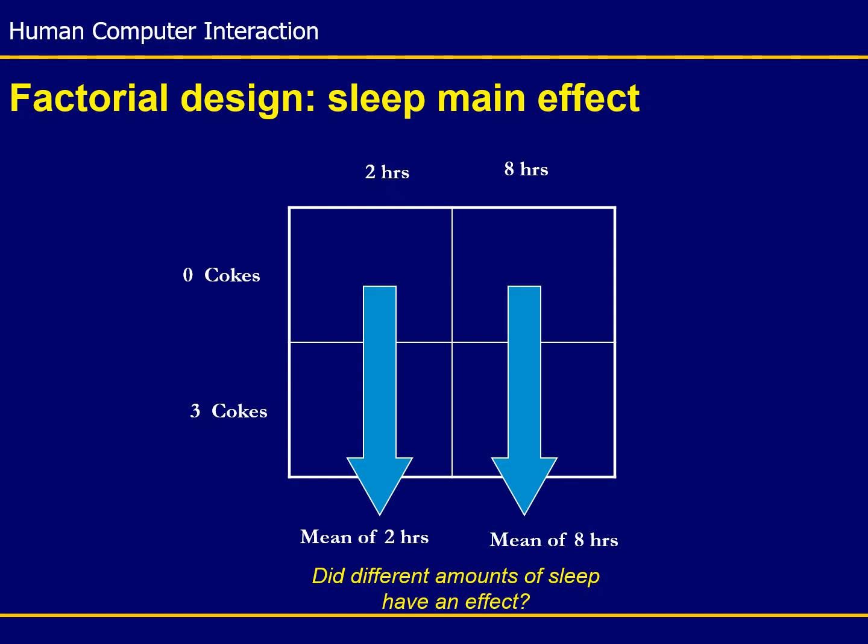If we analyze the effect of Coke alone, we don't worry about sleep. So the comparison is going to be 0 Cokes versus 3 Cokes, regardless of the number of hours they slept. And if we analyze the main effect of sleeping hours, we're going to compare 2 hours to 8 hours, and we are completely going to ignore the amount of Coke they had.